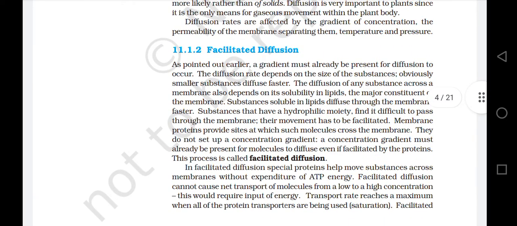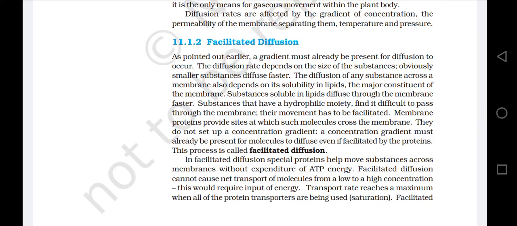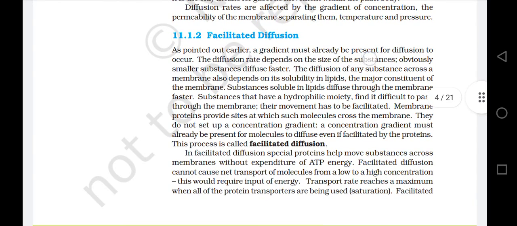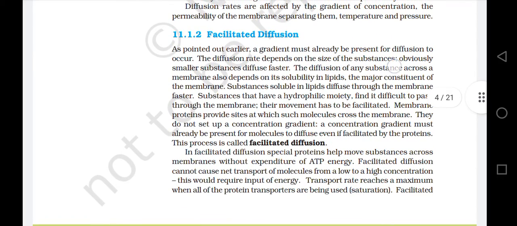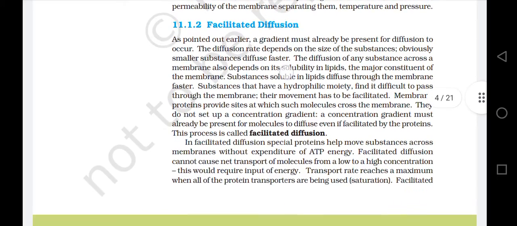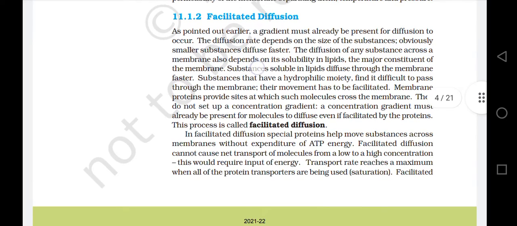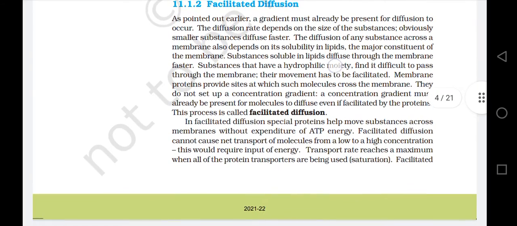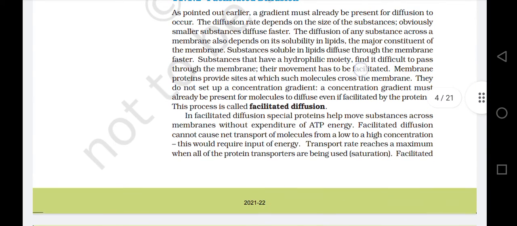11.1.2 Facilitated diffusion. As pointed out earlier, a gradient must already be present for diffusion to occur. The diffusion rate depends on the size of the substances. Obviously, smaller substances diffuse faster. The diffusion of any substance across a membrane also depends on its solubility in lipids. The major constituent of the membrane is lipid, so substances soluble in lipid diffuse through the membrane faster. Substances that have a hydrophilic moiety find it difficult to pass through the membrane. Their movement has to be facilitated.